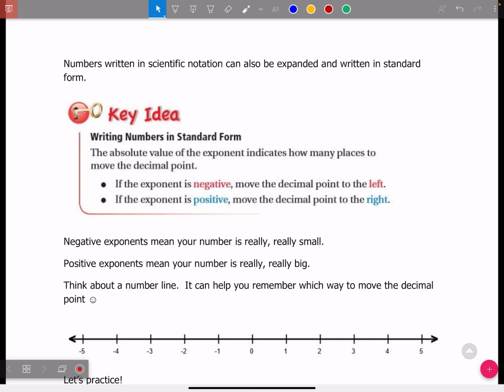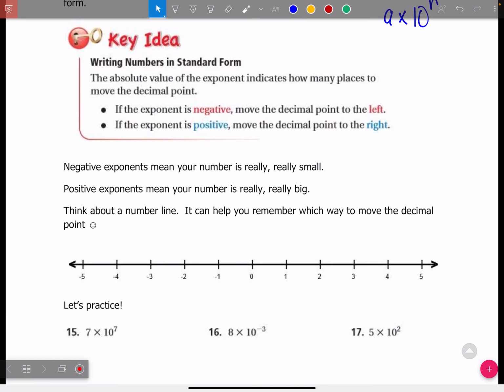So the absolute value of the exponent indicates how many places we need to move our decimal point. If the exponent is negative, we move it to the left. If it's positive, we move it to the right. And to remind you, scientific notation basically is something times 10 to a power, to an exponent. So that exponent will either be positive or negative. It's going to be an integer. That'll tell us how many places we need to move our decimal and also in which direction.